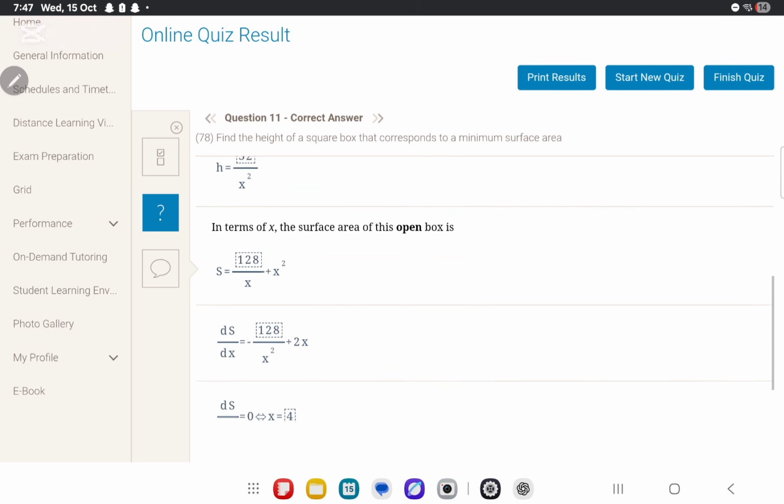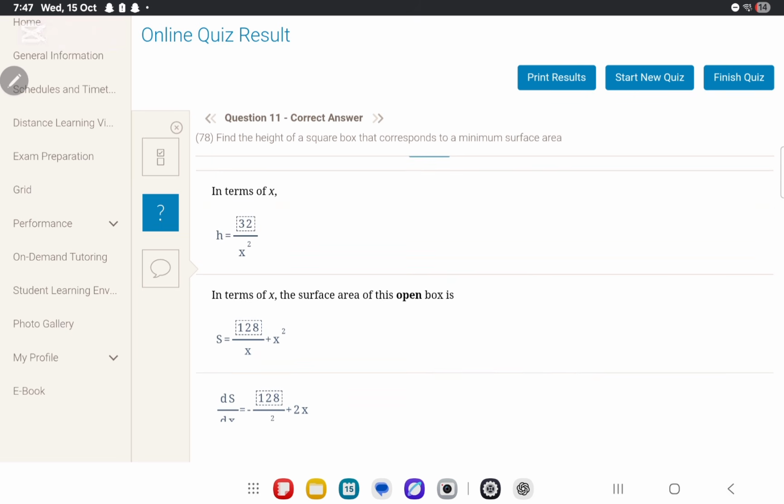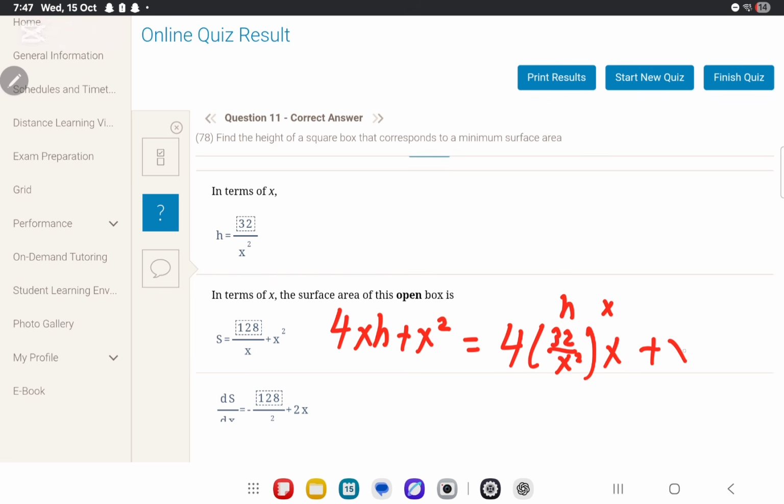Now, the surface area of the open box, in terms of x. Okay, remember what we said, it was 4xh plus x squared, right? So it's gonna be 4 times 32 over x squared, because this is h, this is x, plus x squared. Okay, x and x squared will cancel, so it's gonna be 4 times 32, which is 128, over x plus x squared.